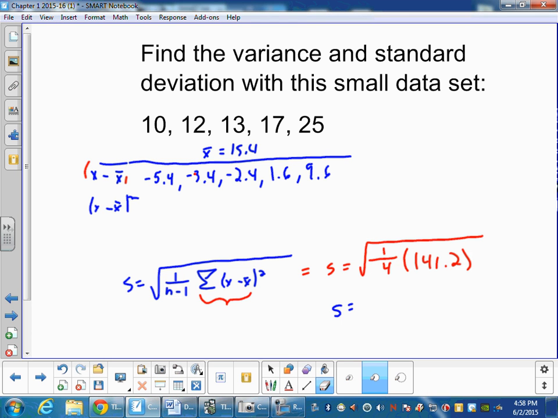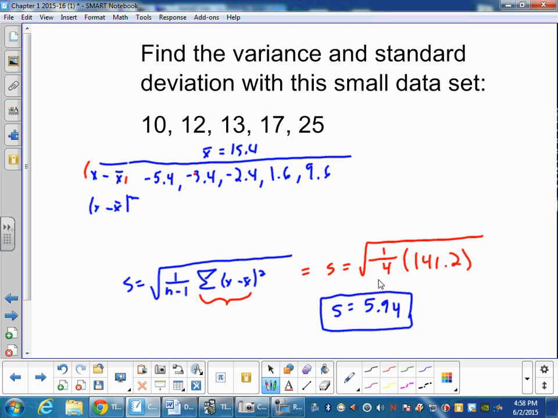Now we got to think about what that means. What that means is the points vary typically about 5.94 from the mean. So if you look at it, most of the data is about 6 above or 6 below, except for this point. But most of the data is around there, a typical bunch of data.